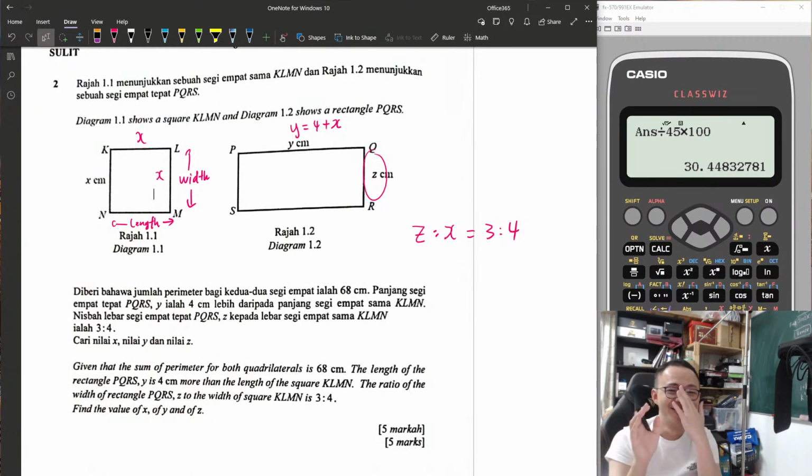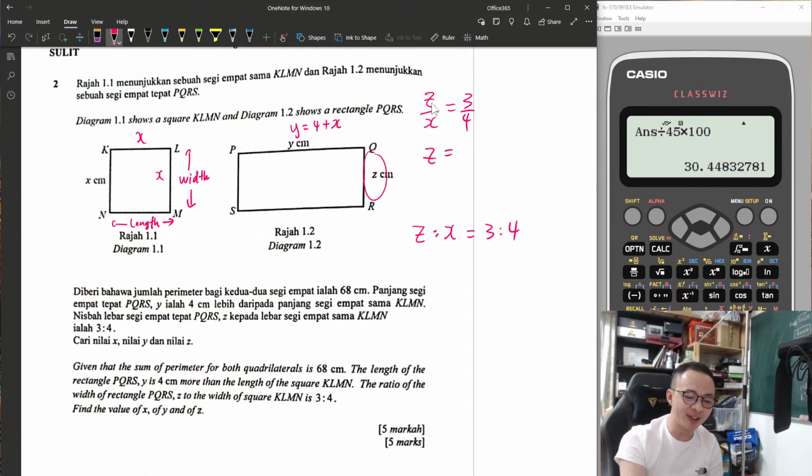Okay. All right. So make it into a fraction first. So z over x equals 3 over 4. Then I just make everything in terms of x, then it's easier for me to find the perimeter. So my z is equal to 3 over 4 x. I got another piece of information: z is 3 over 4 x. Right now I can find both perimeters.